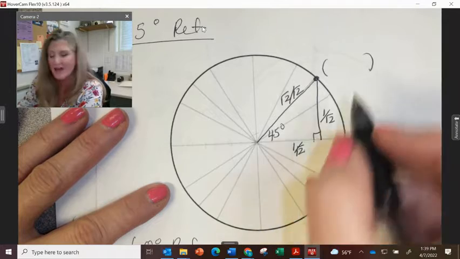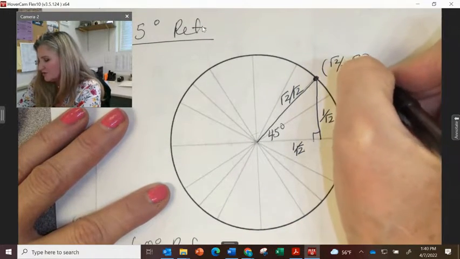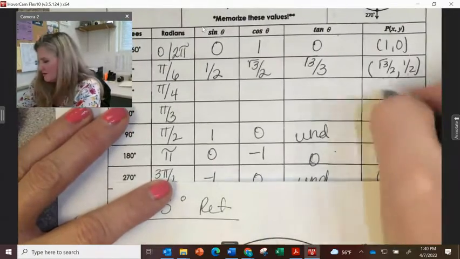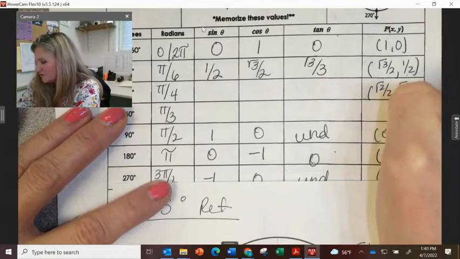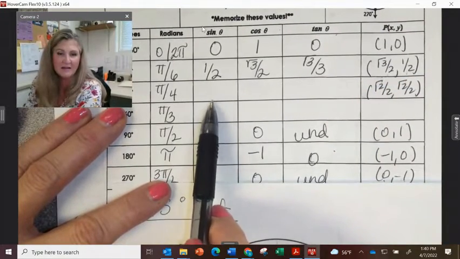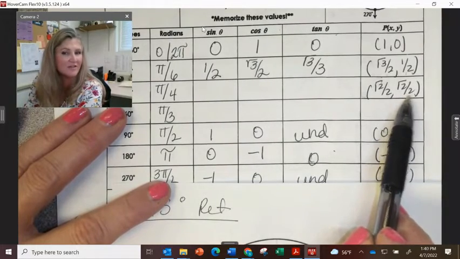What's another name for that? So this is radical 2 over 2. This is radical 2 over 2. Okay? So now let's put that point down. The point at 45 degrees is radical 2 over 2, radical 2 over 2. All right. Then the sine. What's the sine going to be? It's just going to be the y value now because r is 1.